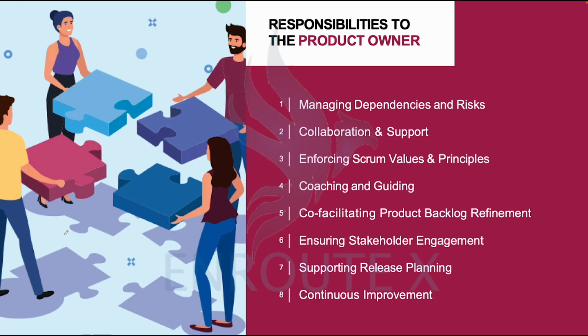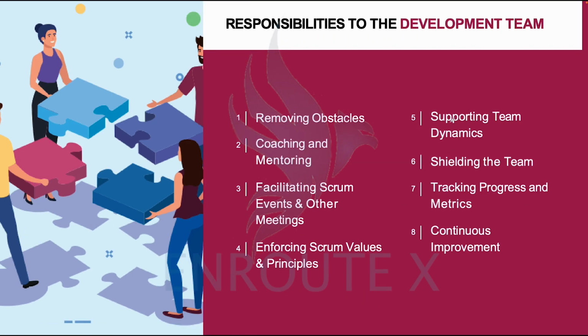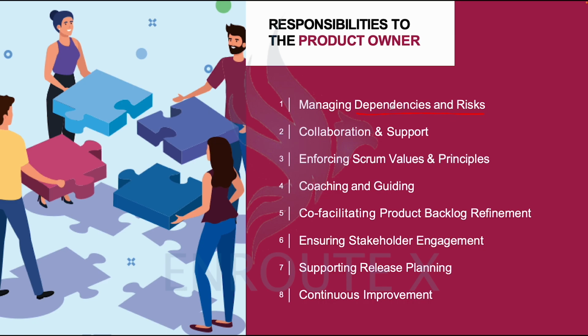Okay, so we'll start from the responsibilities of the Scrum Master to the product owner. That's where we start from. What are the responsibilities of the Scrum Master to the product owner? The first one is managing dependencies and risk. Dependencies and risk would impact on the delivery of the product owner.